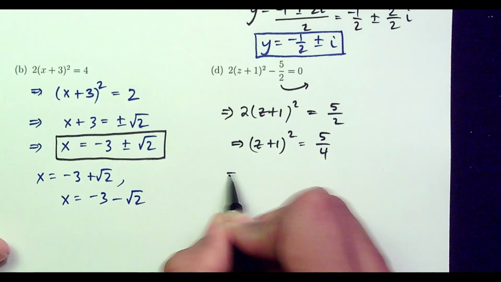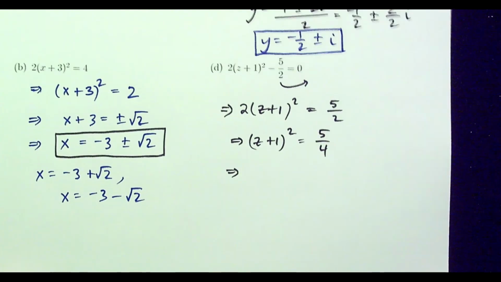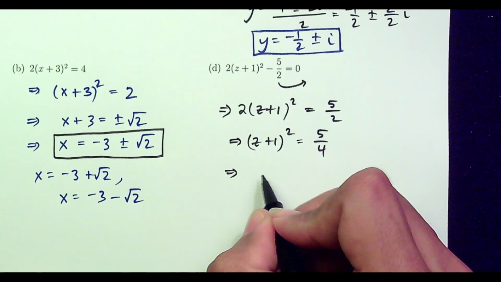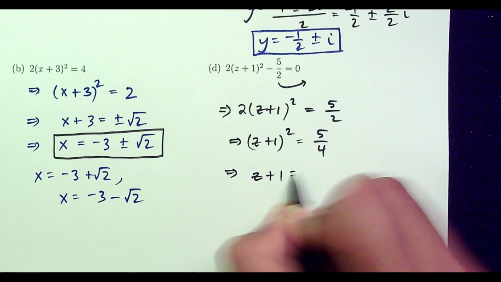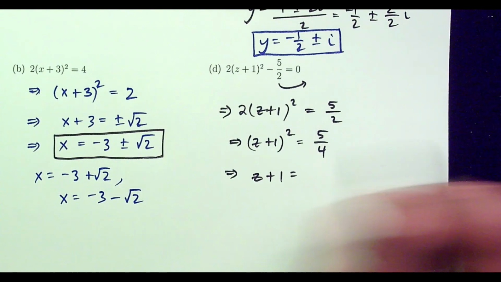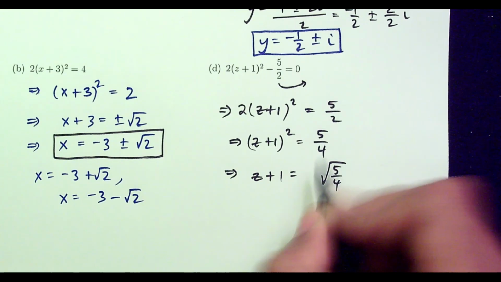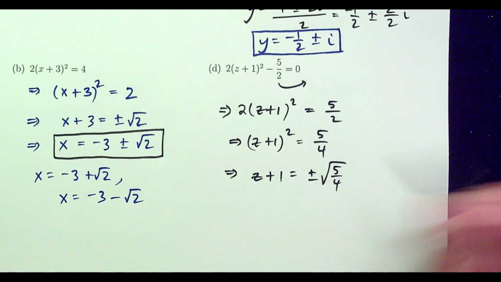Okay, after that, what do we get? Now it is good to go. Now I have something squared equals a number, and I can take square root on both sides. If I take square root on the left, I get z plus 1. When I take the square root on the right, I have to make sure I don't forget to put plus or minus. Okay?